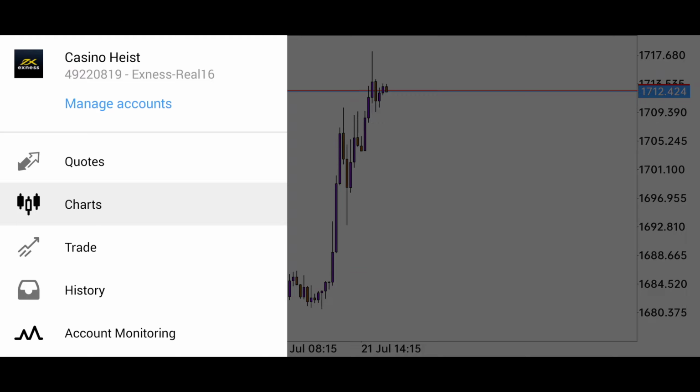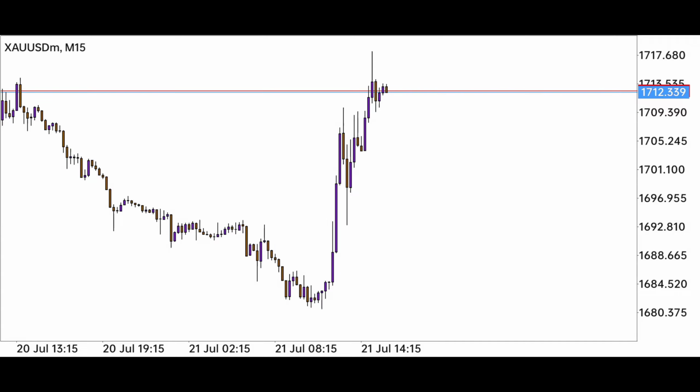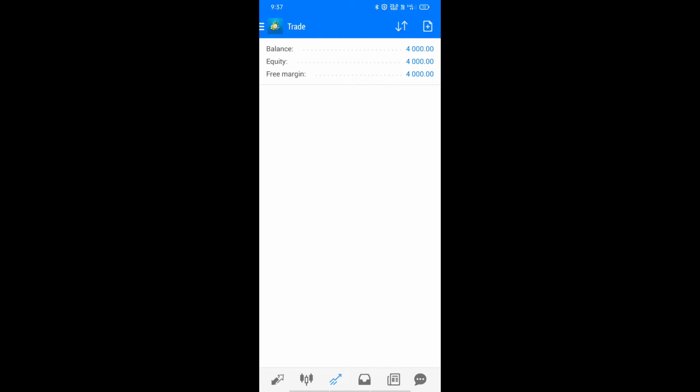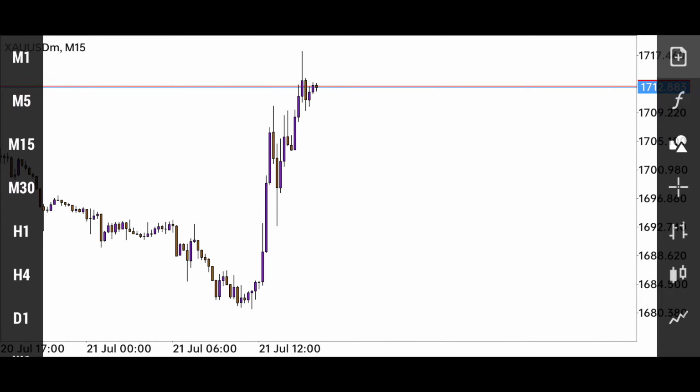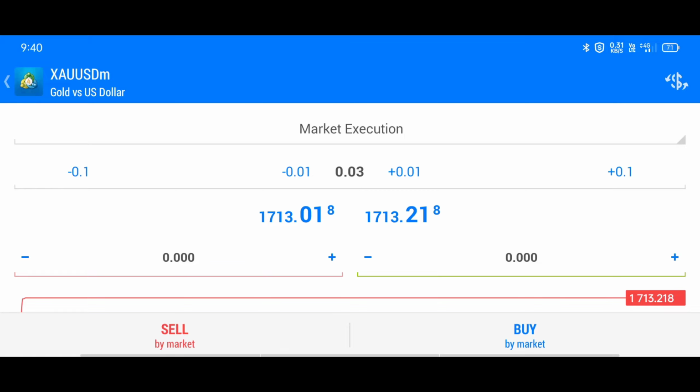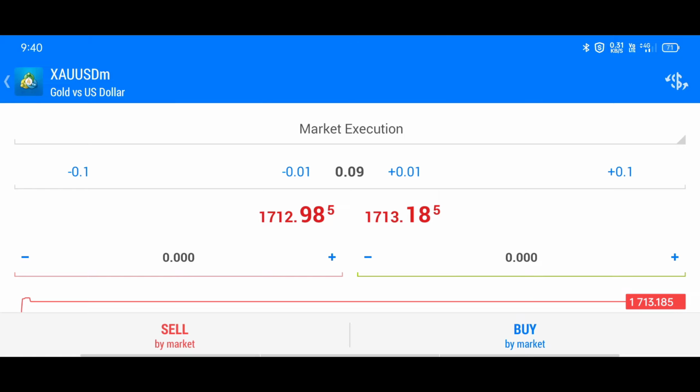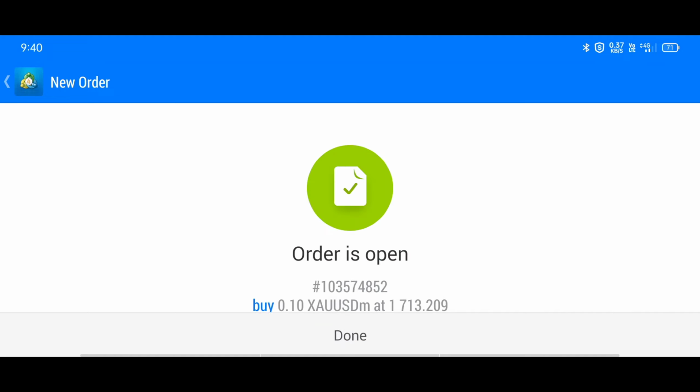Today we are going to trade gold versus US dollar, which is the favorite pair of all traders. I have deposited $4,000 in my account, which we will grow with proper risk management. I have got a good buy trade opportunity here. I will increase the lot size. Here is the 0.10 lot that we will trade with.